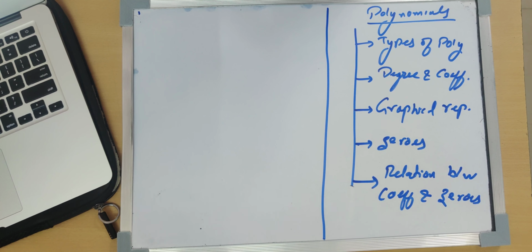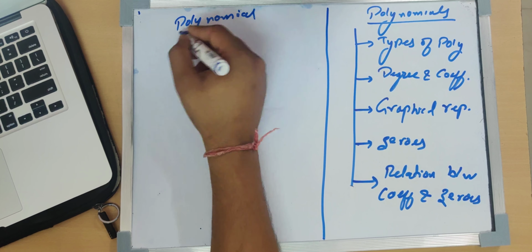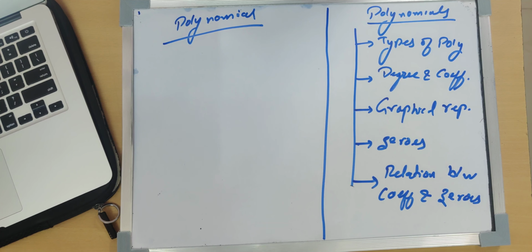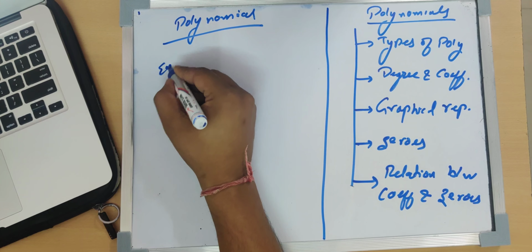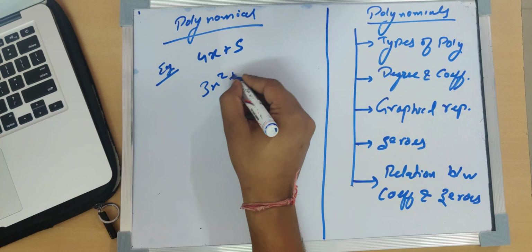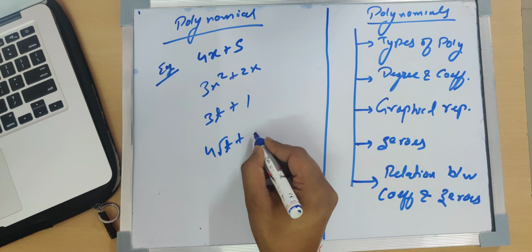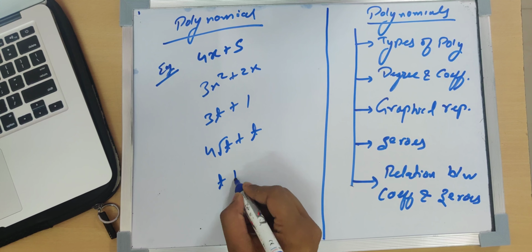So to begin with this topic, first of all, I would like to introduce you to the name of the chapter, polynomial, what actually a polynomial means. So polynomial basically is an algebraic expression in which the power of the variable in the algebraic expression must be a whole number. For an example, we have 4x plus 5. Let's suppose 3x square plus 2x, 3t plus 1, 4 root t plus t, t plus 1 upon t.